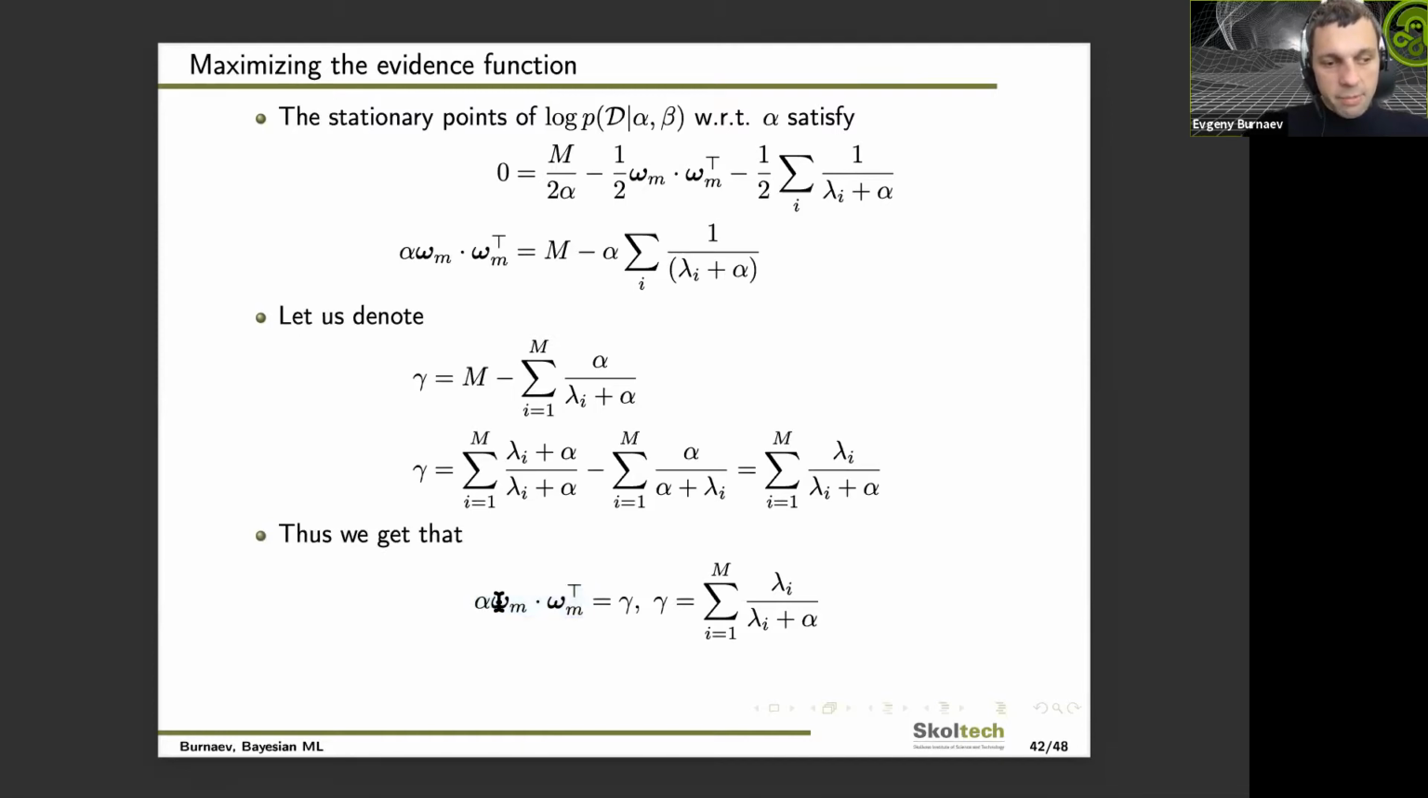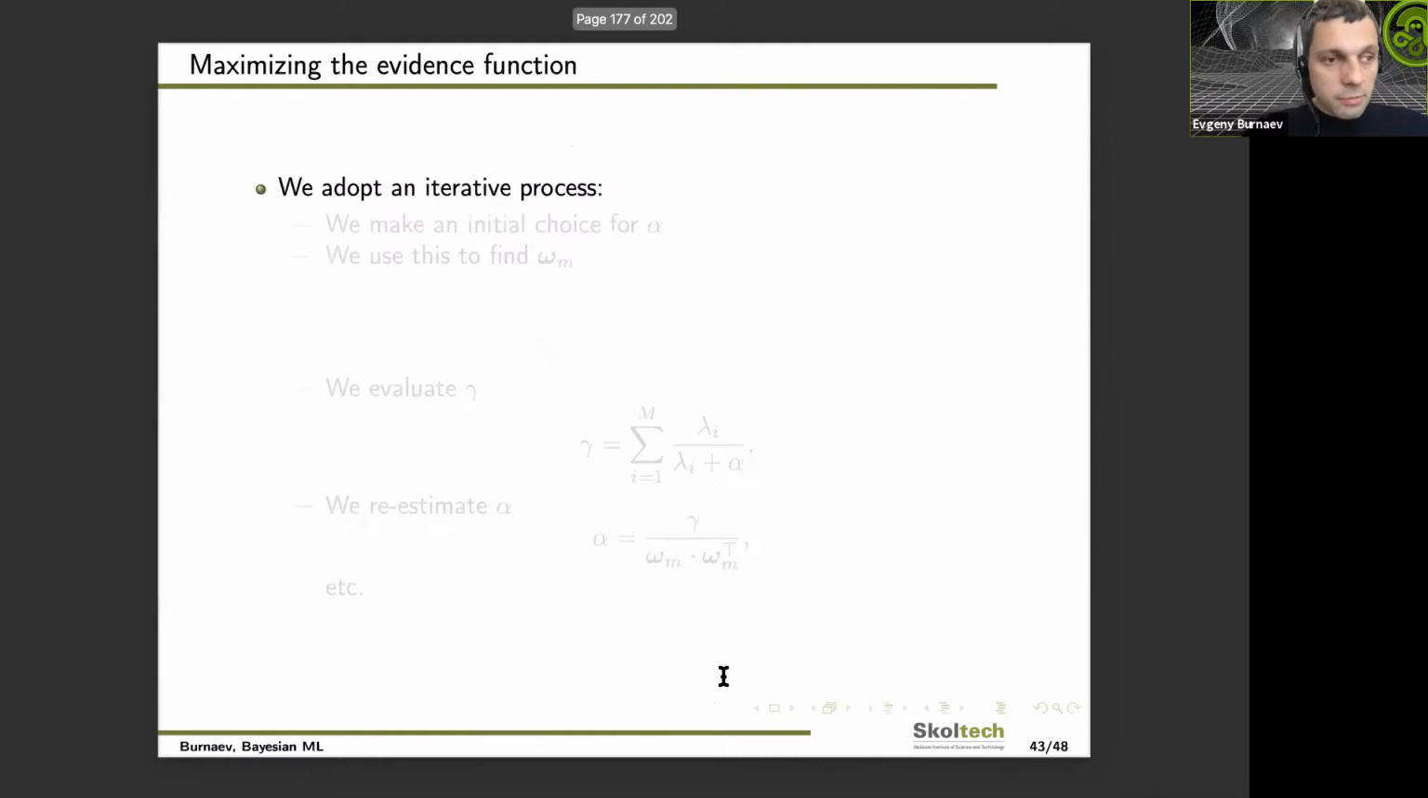And so we get that alpha multiplied by the scalar product of the posterior mean vector of parameters with itself. We get this equation. From this equation, we get that the value of alpha can be estimated using this formula. And so this is how we can make iterations.